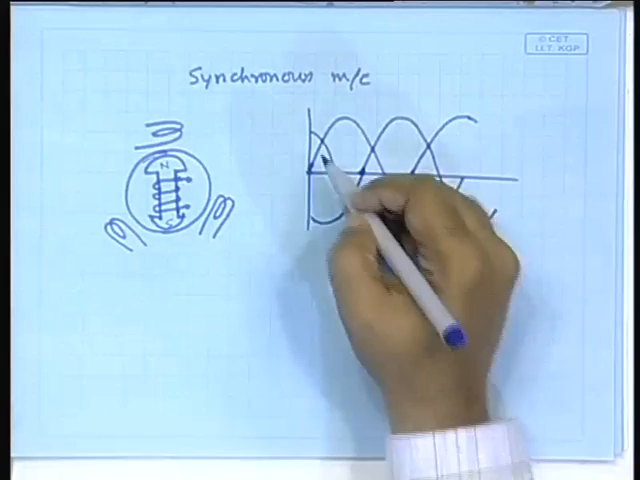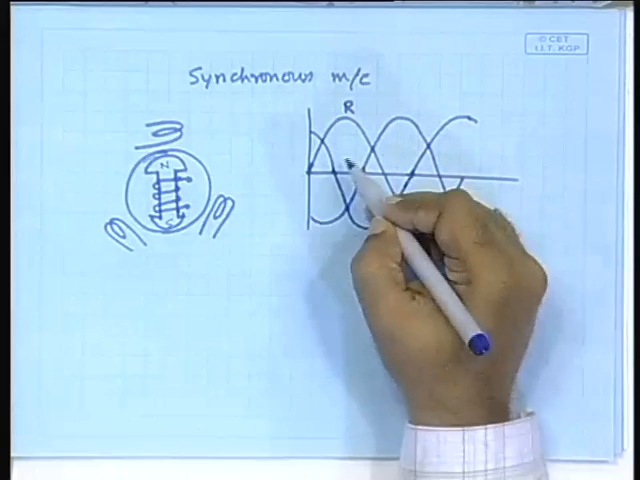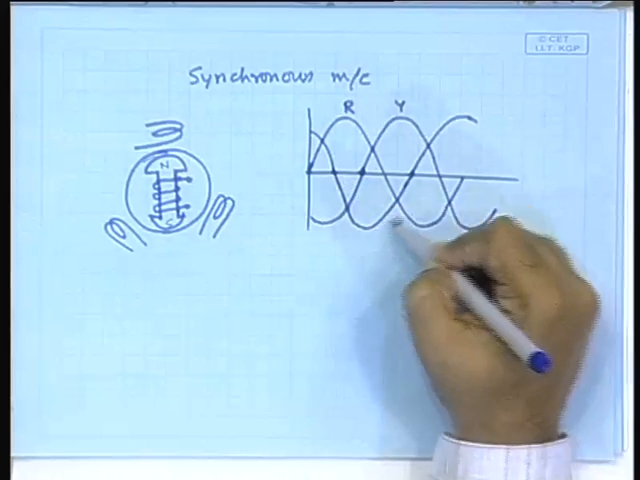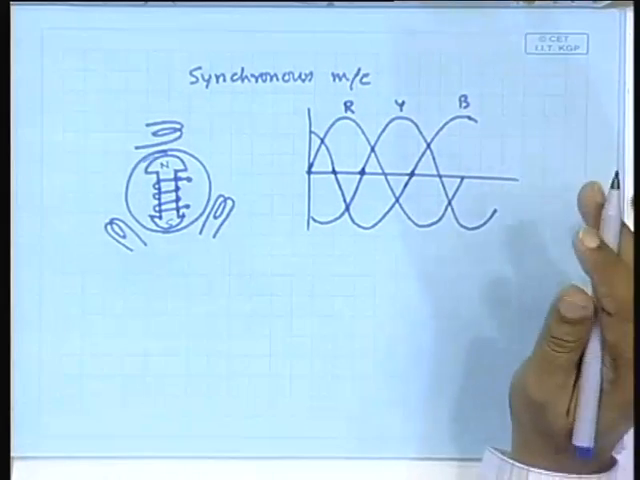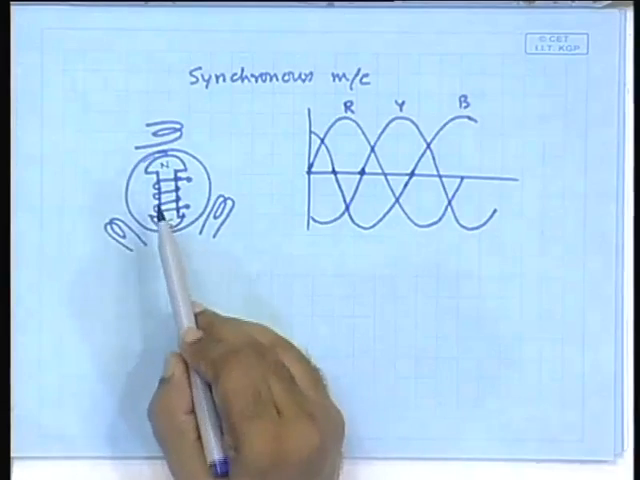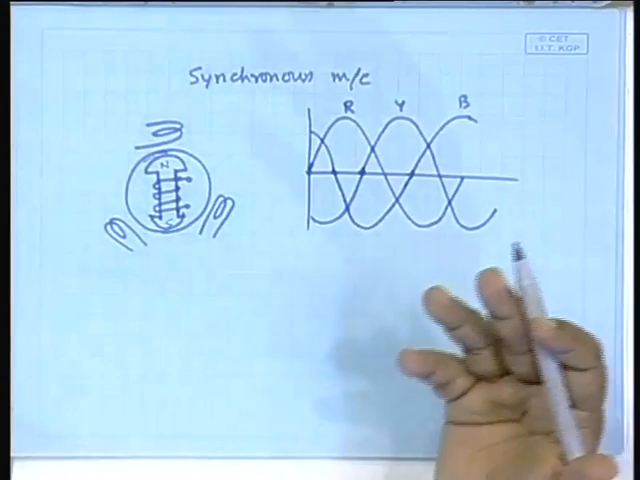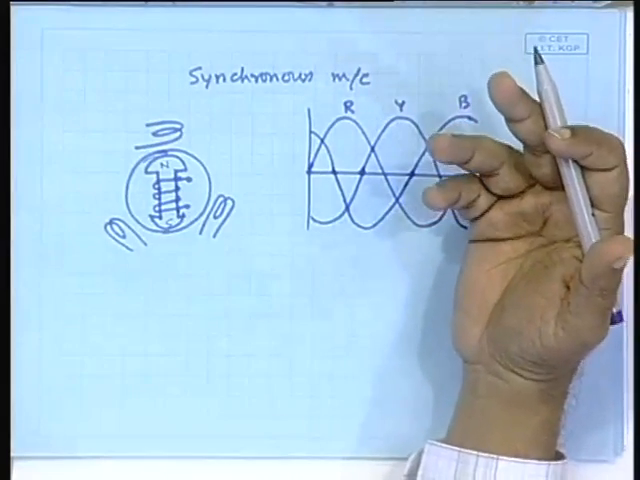So, the first one will be phase R, the second one will be phase Y, and the third one will be phase B. They are 120 degrees apart. That is how the voltage will be generated. Now, this voltage, as it is generated by this mechanism, will be something like the open circuit voltage. If you do not connect a load, then that will be the voltage that will be seen.